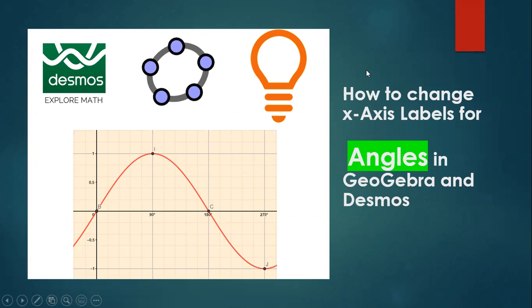Hi, maths teachers. Today I'm going to show you how to change x-axis labels for angles in GeoGebra and Desmos. You see, it's 90 degrees and 180 degrees to 270 degrees, and you can also rewrite in terms of pi. So that's what I'm going to explain in a few minutes.